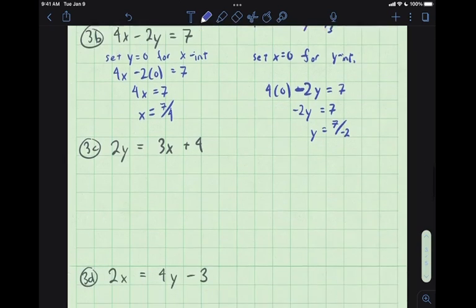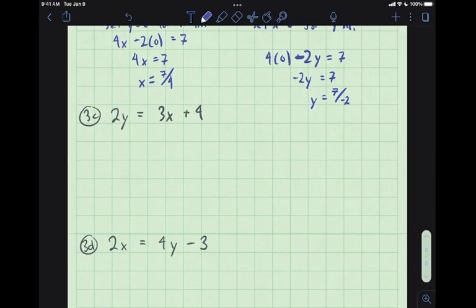Okay. 3C and 3D I leave for you to do. So let me give you the answer so you can check over your work. 3C is negative 4/3, and your other intercept is positive 2. For 3D, you have negative 3/2 and 3/4 as your intercepts. I leave you to do and solve it on your own.